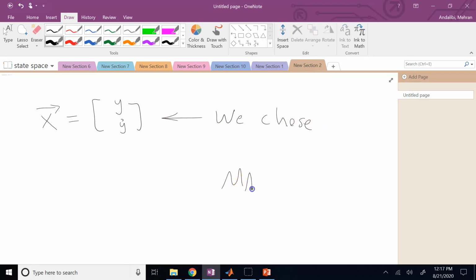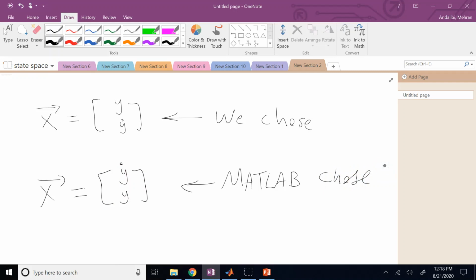But you know what MATLAB chose? Yes, you are right. It used Y dot and Y. It just reversed the order. And if you do it, then all of those rows and elements of ABC will be swapped. D is 0, so nothing would happen to it in this case. Okay? Still canonical, but just swapped.